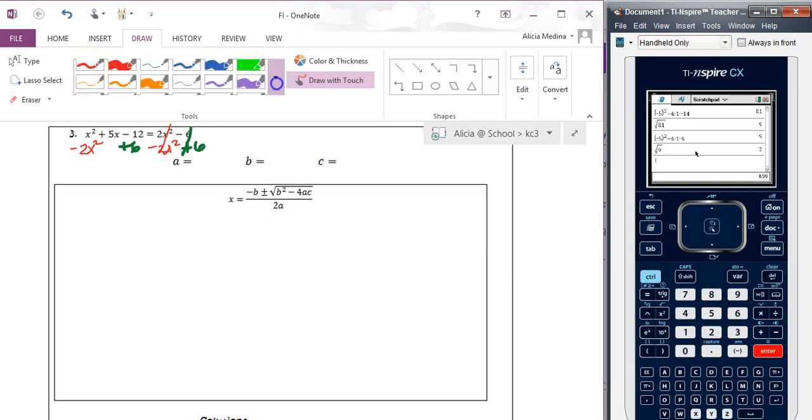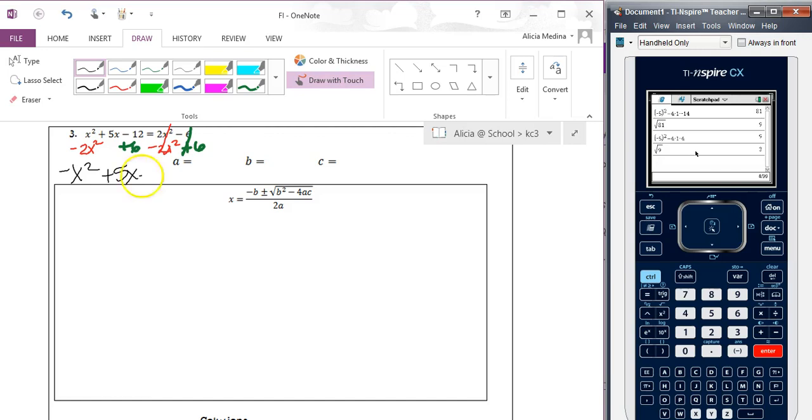So my equation then, if I have x squared minus 2x squared, that's going to give me a negative x squared. I'm bringing down my 5x because there was no other like term for that. And then I have negative 12 plus 6, which is a negative 6. Now equal to 0. From there, I can write my a, b, and c. So a is a negative 1, b is a positive 5, and c is a negative 6. I'm going to go ahead and substitute those into the quadratic equation.